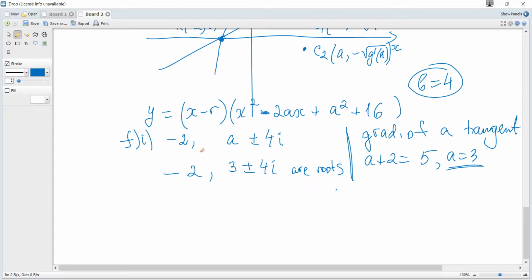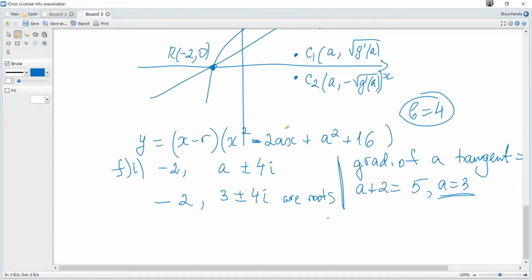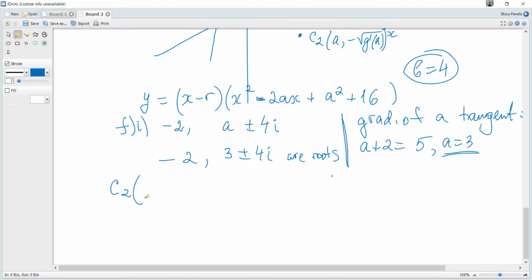And the next, part F(ii): state the coordinates of C2, 1 mark. C2, we can see that it's just A, which is 3, negative root g derivative at A, it's B, so it's negative 4.